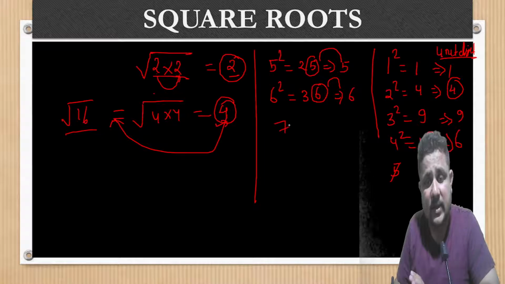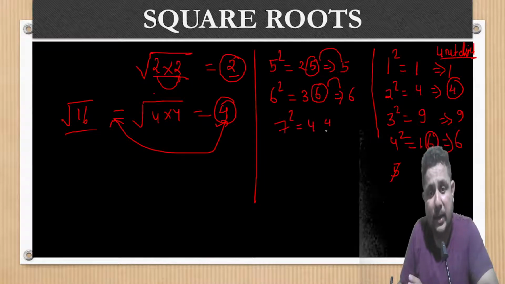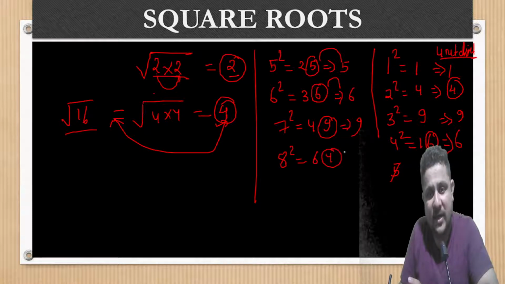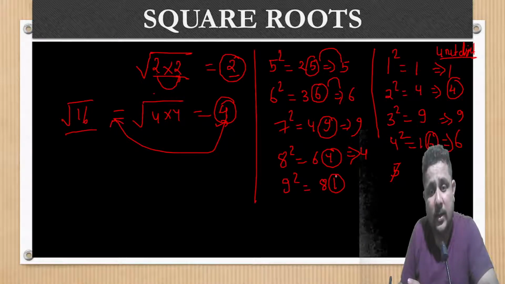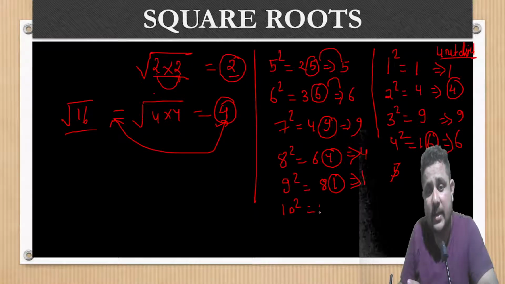Square of 7 is 49 and here the unit digit is 9. Square of 8 is 64. The unit digit here is 4. And if we talk about 9, 9 square is 81, where the unit digit is 1. Now 10 square is 100, and here the unit digit is 0.